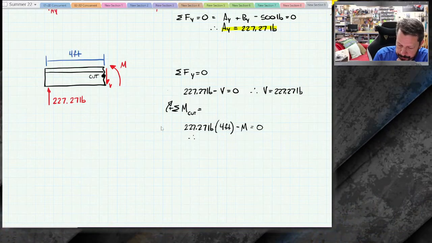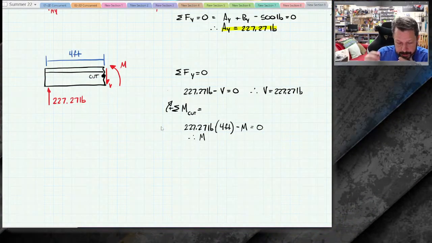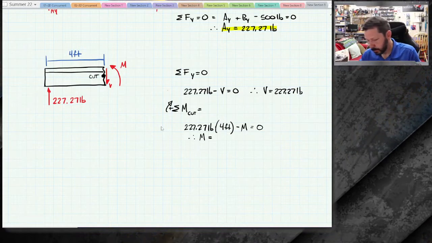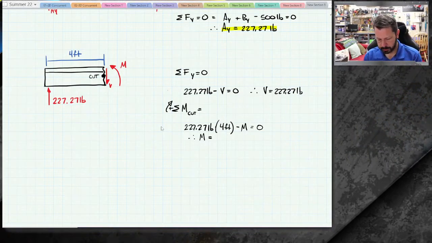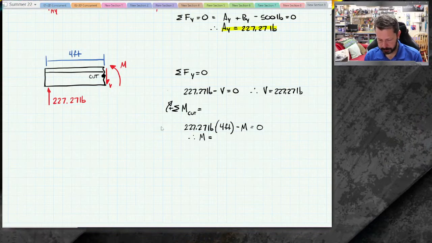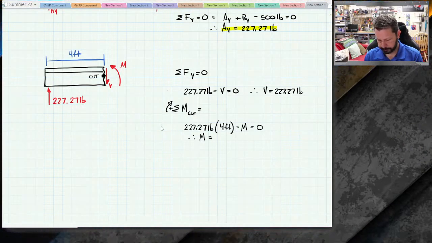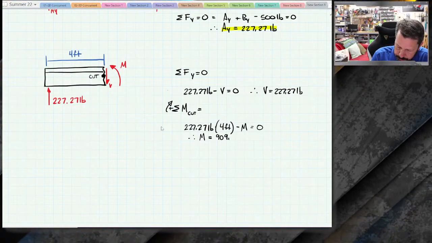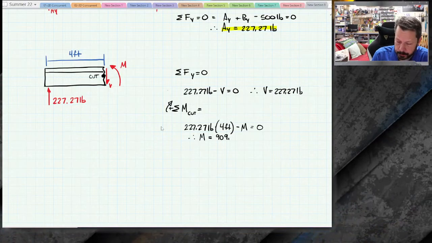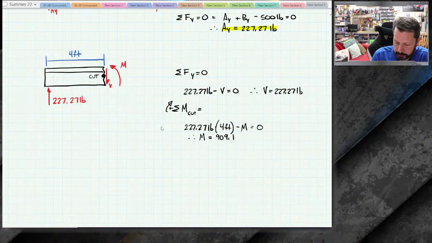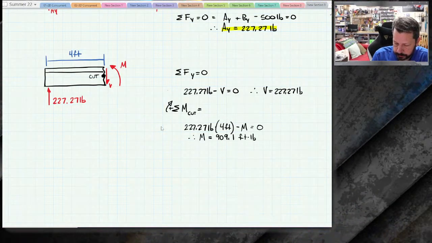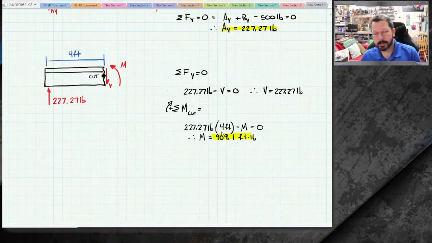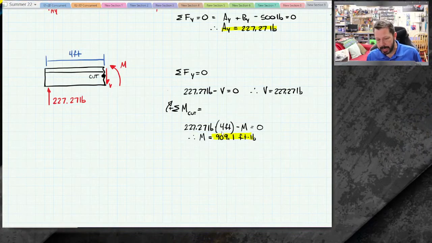So therefore, the bending moment at this particular spot in the beam equals 227.27 times 4, which is 909.08, I'm going to call it 909.1 foot-pounds. So now we know M. We already had found C, and we had already found I.